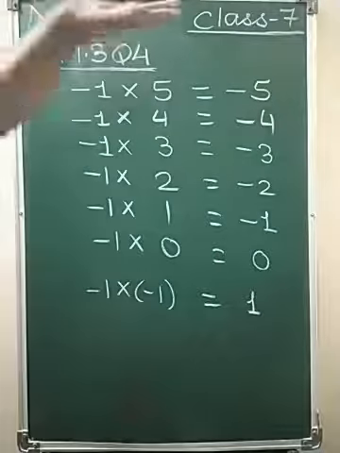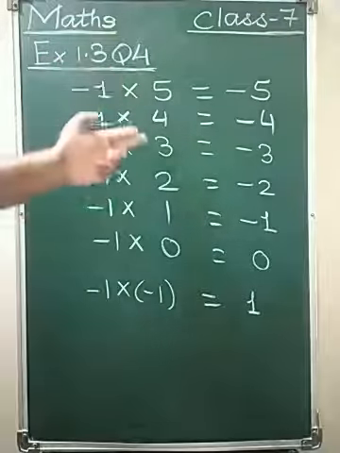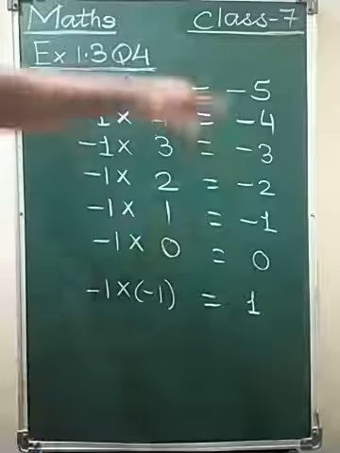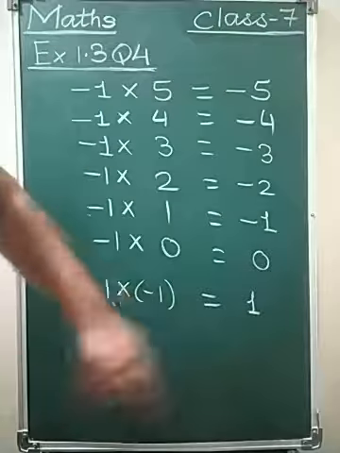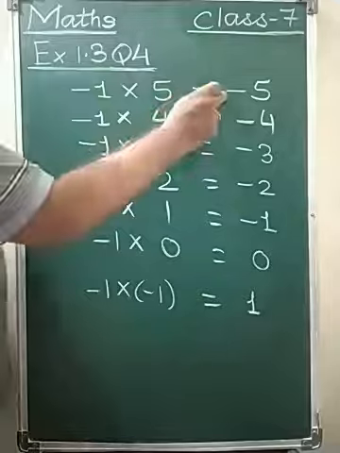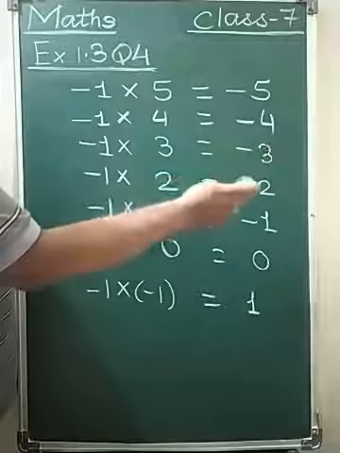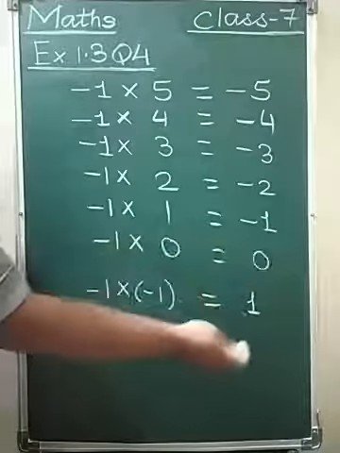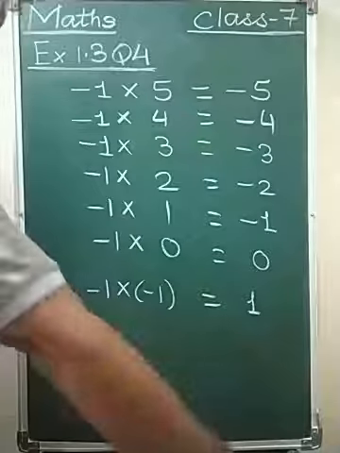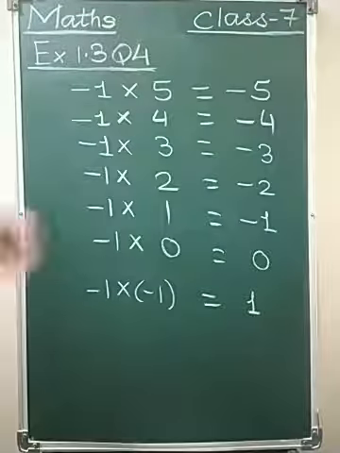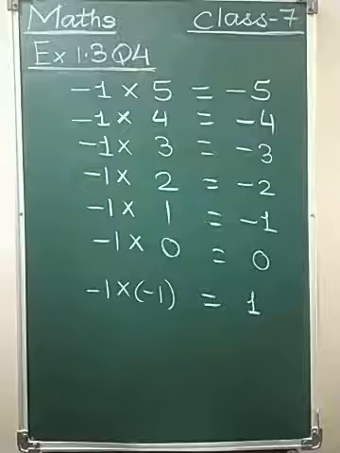And thus we have completed the pattern. Here the numbers are going in descending order, and here the answers are going in ascending order. Minus 5 is the smallest, then minus 4, minus 3, minus 2, minus 1, 0, 1, and so on it will go. So done. The question is solved. Question number 4 is solved.